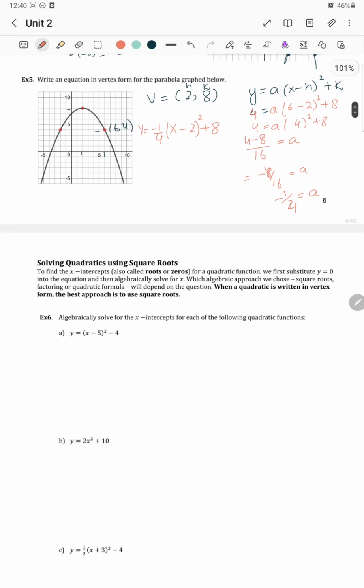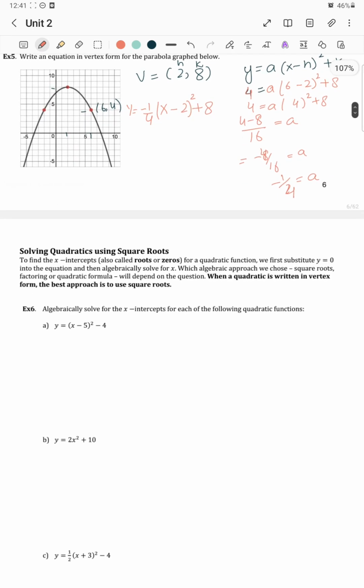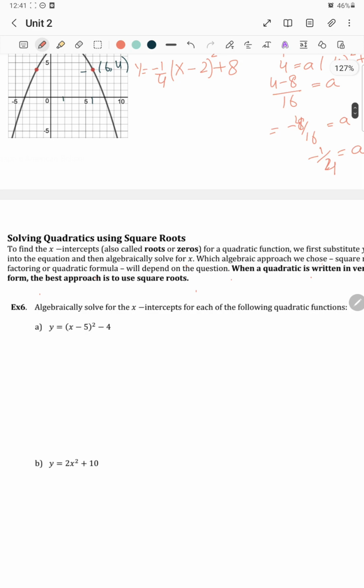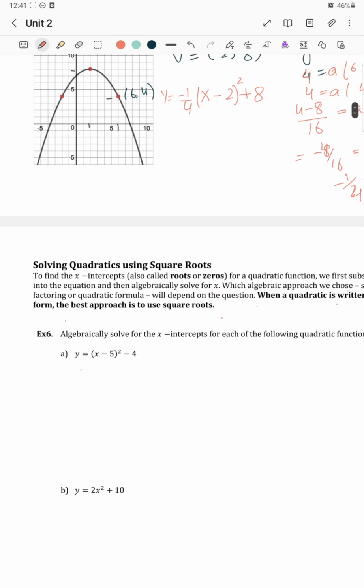Solving quadratics using square roots. To find the x-intercepts, also called the zeros or roots of the equation. What are the zeros or roots of the equation? The x-intercepts for a quadratic function. We substitute y equals 0 into the equation and then algebraically solve for x. When choosing algebraic approaches, square roots, factoring, or quadratic formula will depend on the question. When a quadratic is written in vertex form, the best approach is to use square roots. Algebraically solve for x-intercepts. Whenever we have to find the x-intercept, we need to put y as 0.